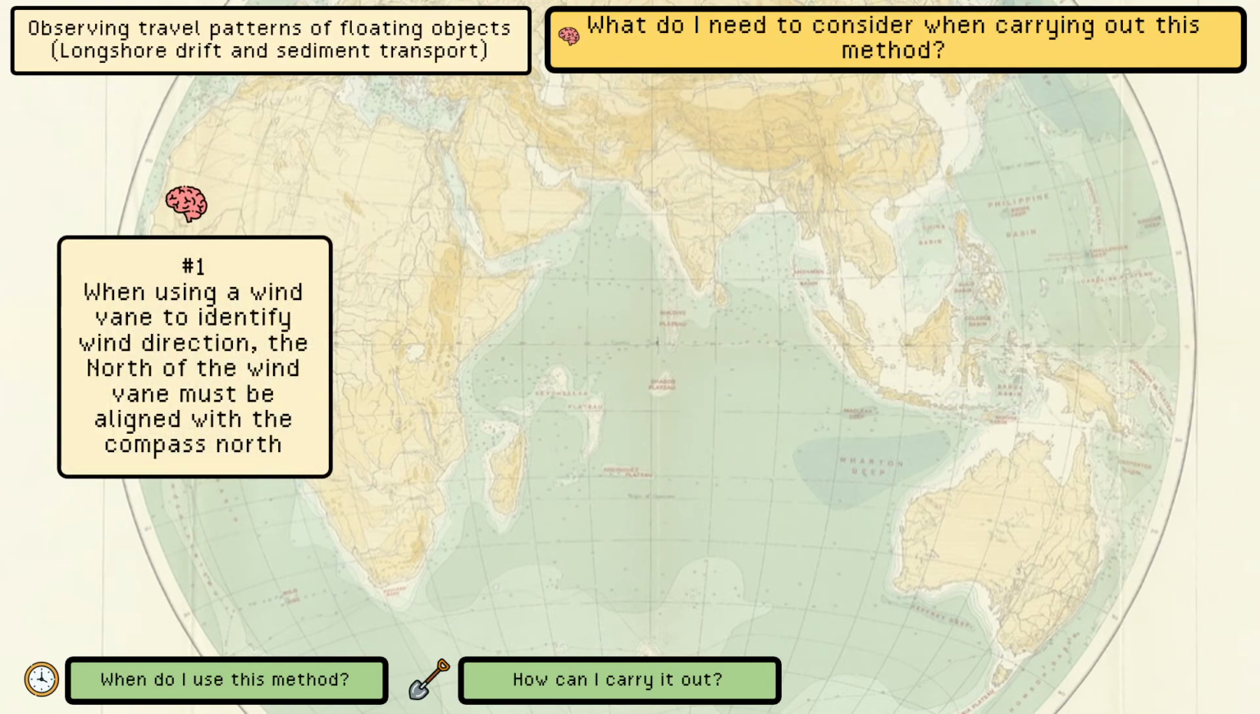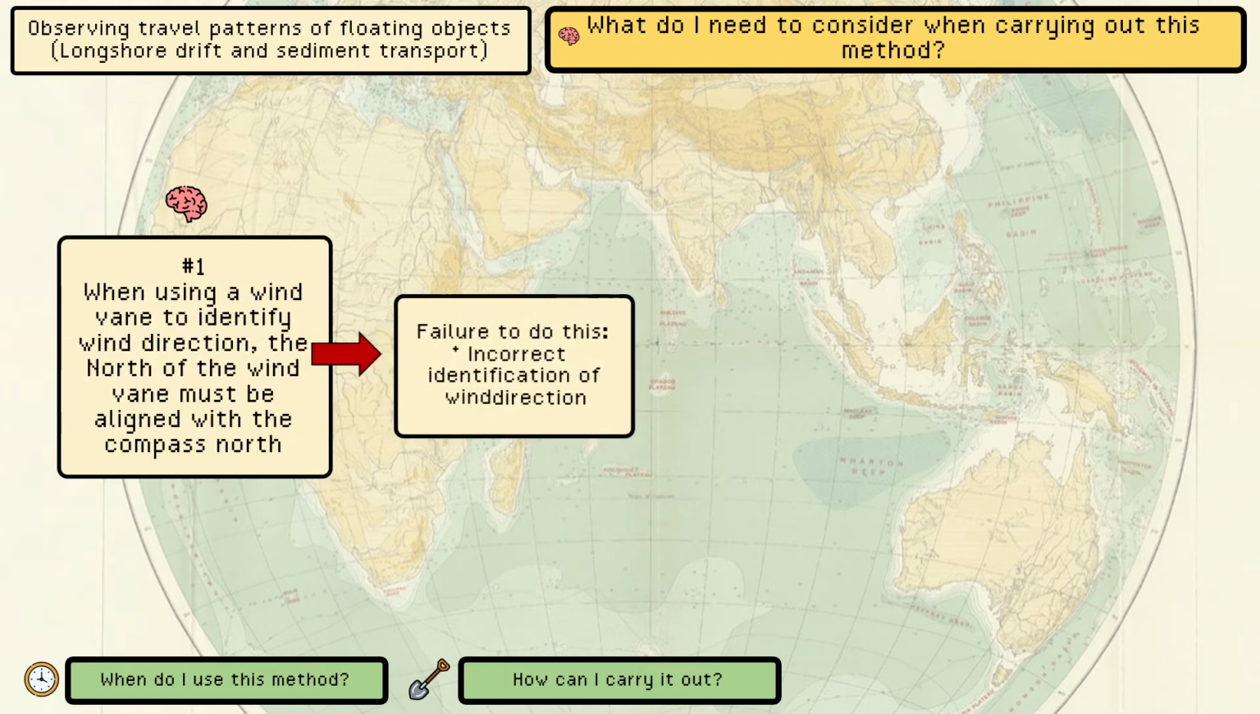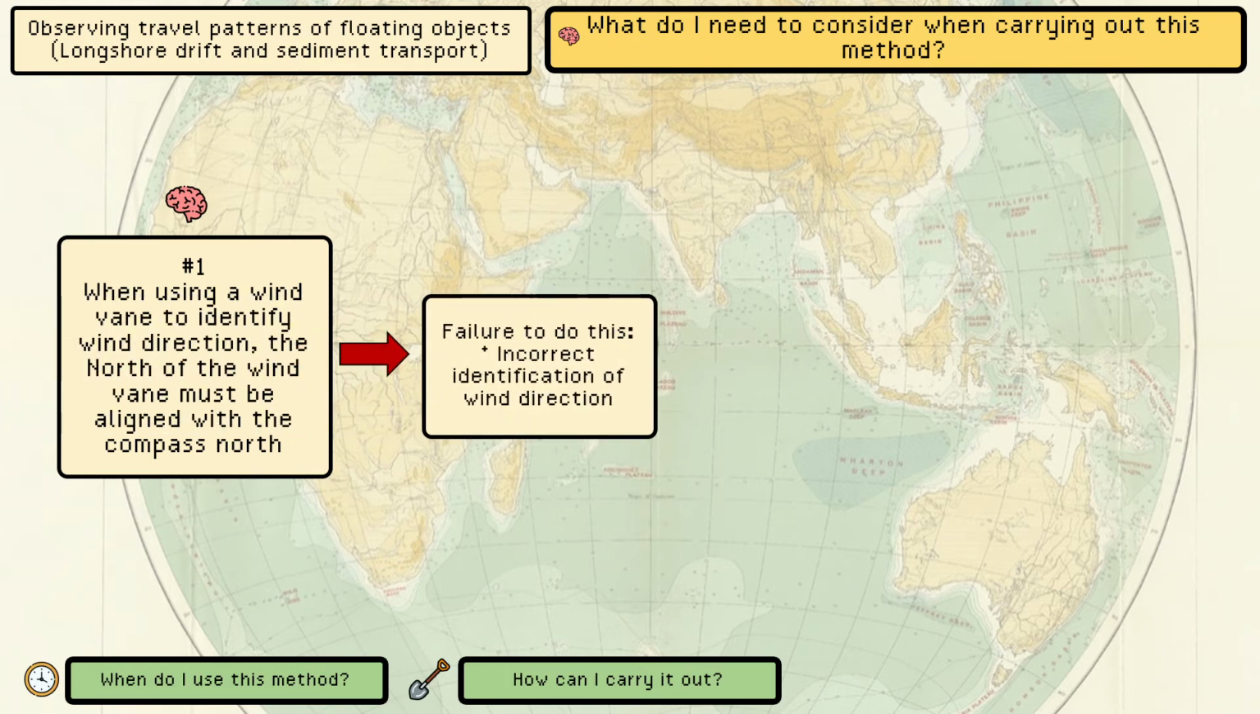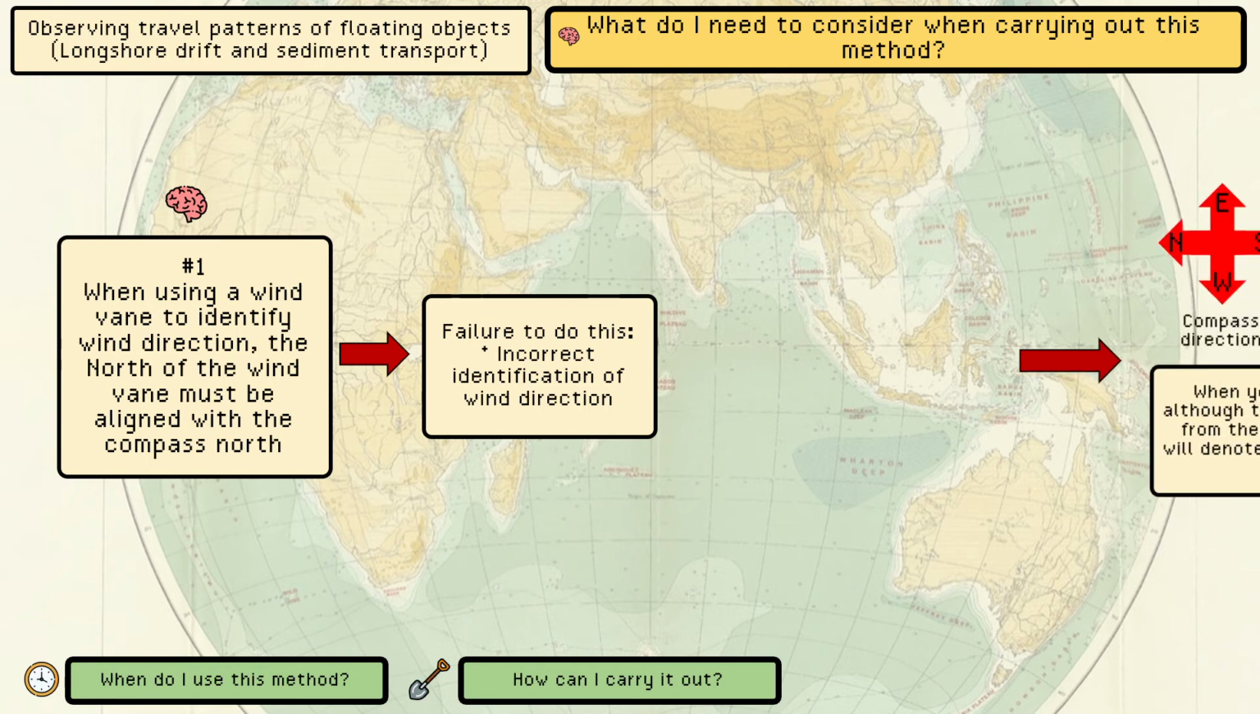Basically, when you are using a wind vane to identify the wind direction, the north of the wind vane must be aligned with the compass north. So you need to make sure that the north your wind vane is pointing to is actually the north on the map. It needs to be aligned with the compass north, okay? If you fail to do this, you will have an incorrect identification of wind direction.